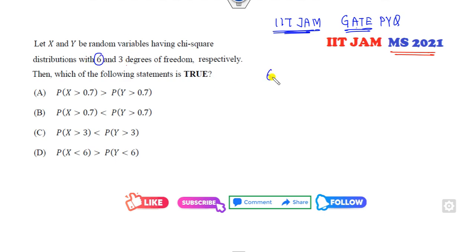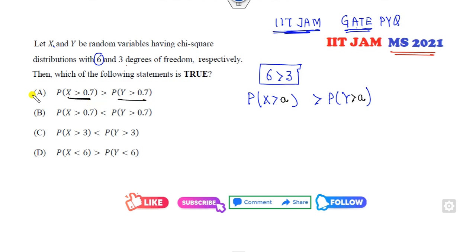Now you can see 6 is a degree of freedom which is greater than 3. Fine. So what is the meaning of that? The corresponding variable x is greater than the corresponding variable y. Make sure it has the same parameter. If it is a, it must be a. So you can see x is greater than. Fine. It is a less than sign. Wrong. It's a less than sign. Wrong. It's a greater than sign, but it is my less than sign. Make sure it must be the greater than sign. So only a is my right answer.